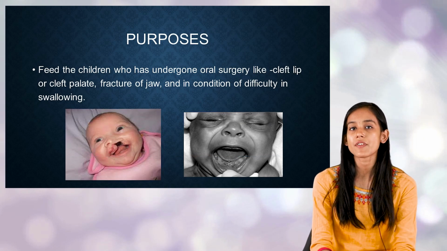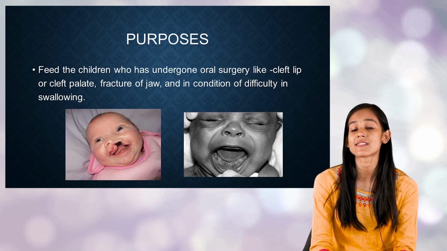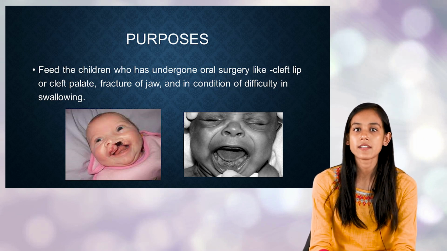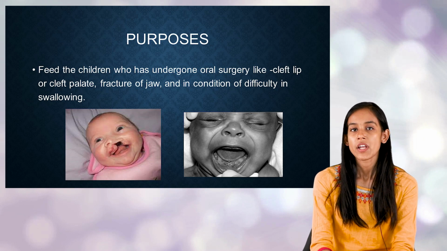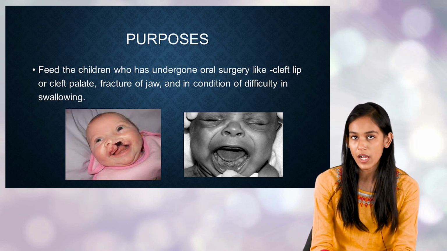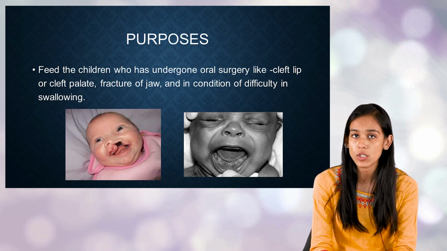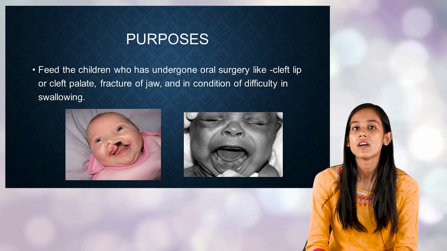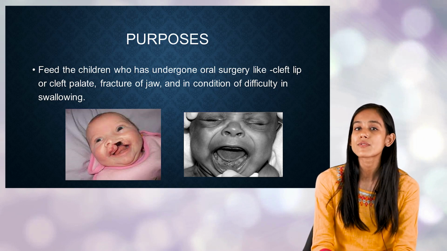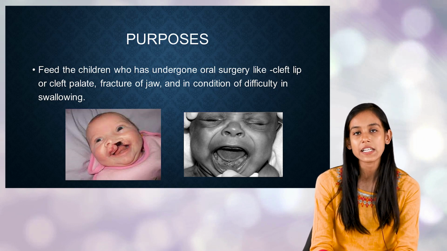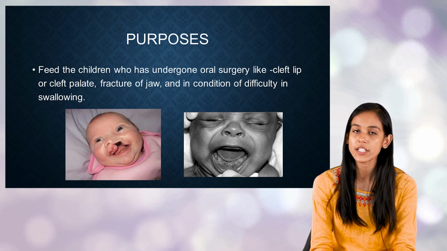Next thing is, if there is any child who is undergoing surgery or who has undergone any kind of surgery, like in case of cleft lip, cleft palate, or if there is fracture of jaw, then the child has to undergo surgery, or maybe the child has already undergone surgery. In that case, the child will not be able to take food orally. So in that case also we have to go for an artificial feeding, and we would use NG tube feeding or nasogastric tube feeding.